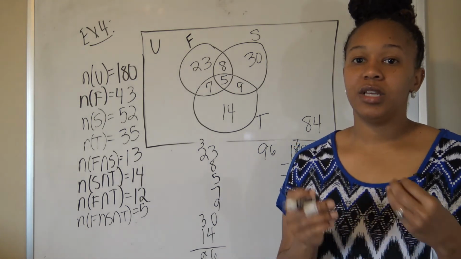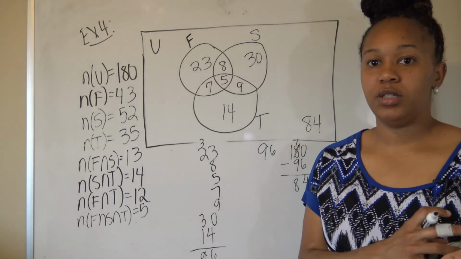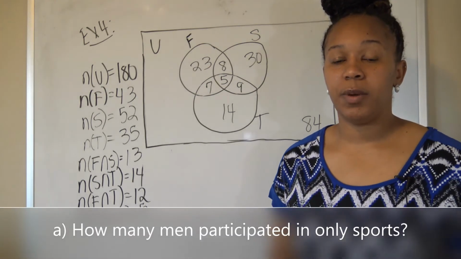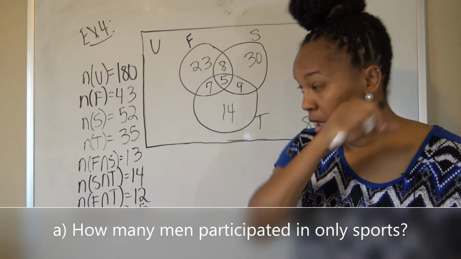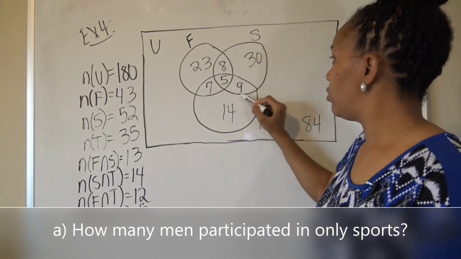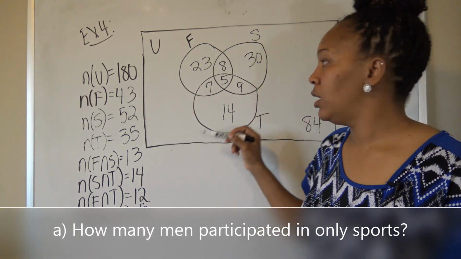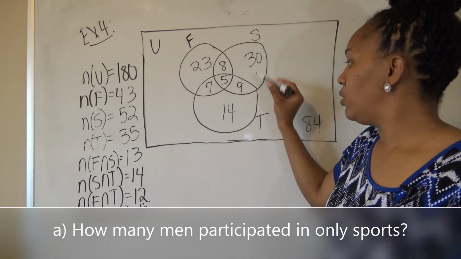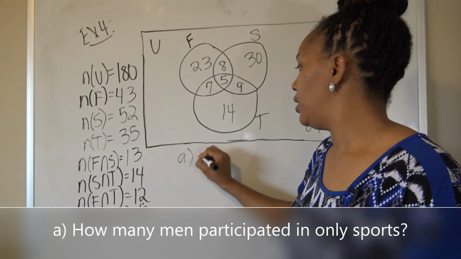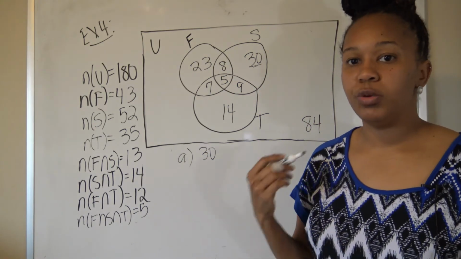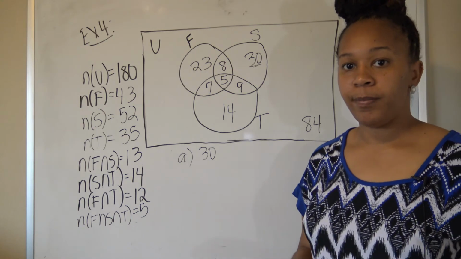Okay, so now let's look at the questions that are asked and let's work through those. The first question is how many participated in only sports? Here's my sports circle, but if they're in these regions, they participated in something other than sports. So the number that participated in only sports is 30. So for part A, the answer is 30. That's this number right here. Those are the ones who participated in only sports.